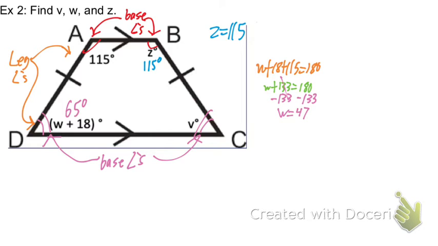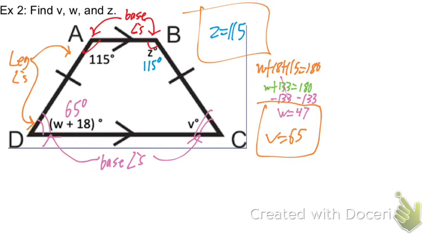So what does angle V have to be then? Or excuse me, what does the measure of V have to be? 65. So those are our three answers. Any questions on that?